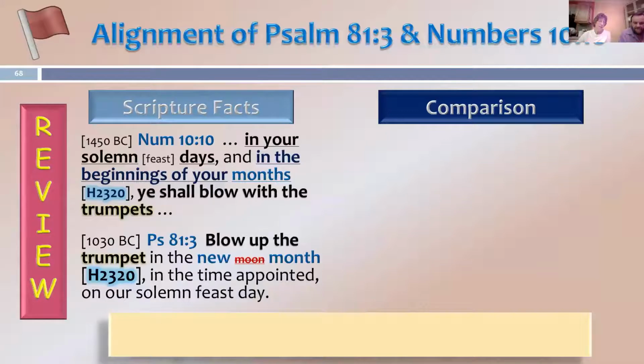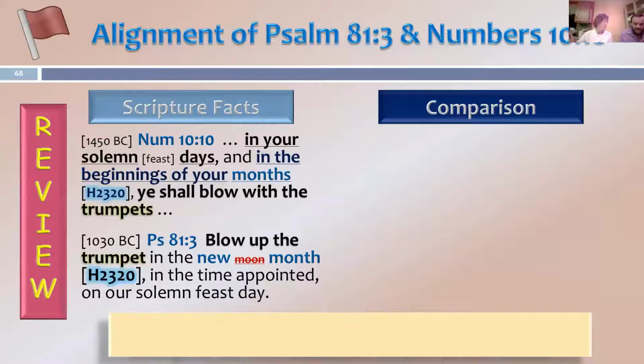Yes, and then David, in around 1030 BC is the closest I could get. That's quite a ways after, almost 500 years. He said, blow up the trumpet. In the King James it says in the new moon, right? But that's not what we decided. David has to say, blow up the trumpet in the new month, because it's 2320.